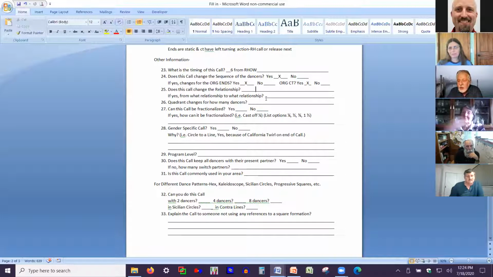And if you look at an ocean wave, the end person always crosses the center, but on a swing through, the center person doesn't cross the center line. So the center person's sequence does not change, but the end person's does. And Janet was correct in putting it that way. You're right.